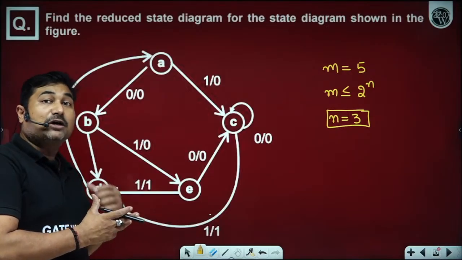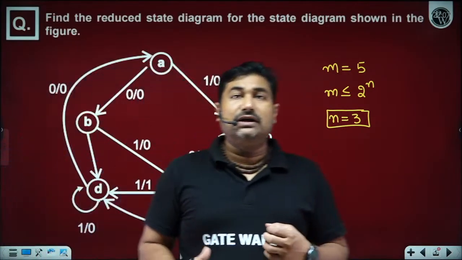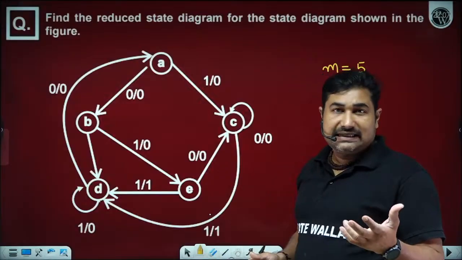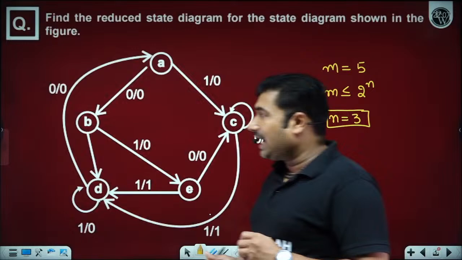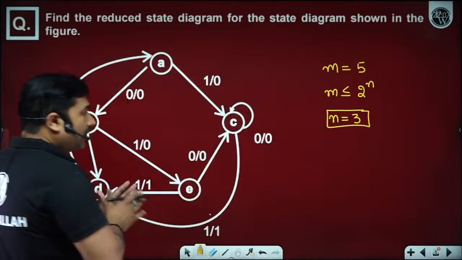There may be a possibility that for the same input, we are going to the same next state and the same output appears. So how to examine that? We have to draw the state table from the state diagram.